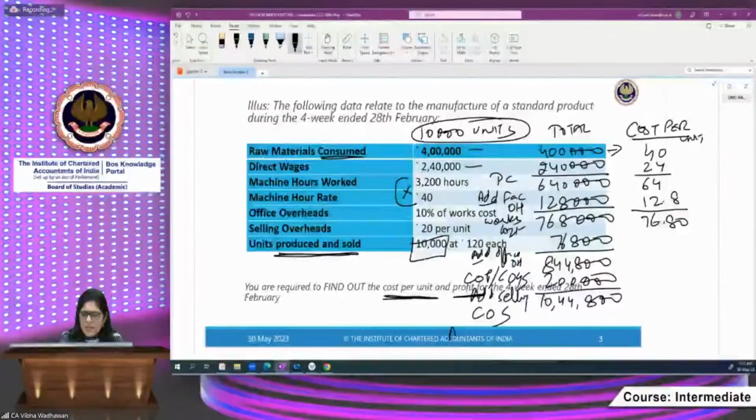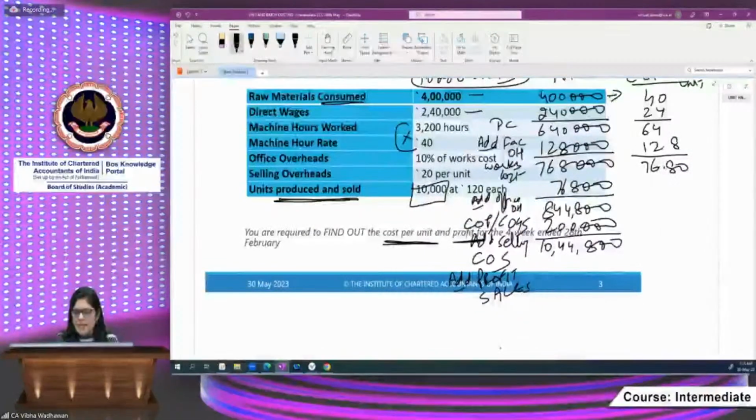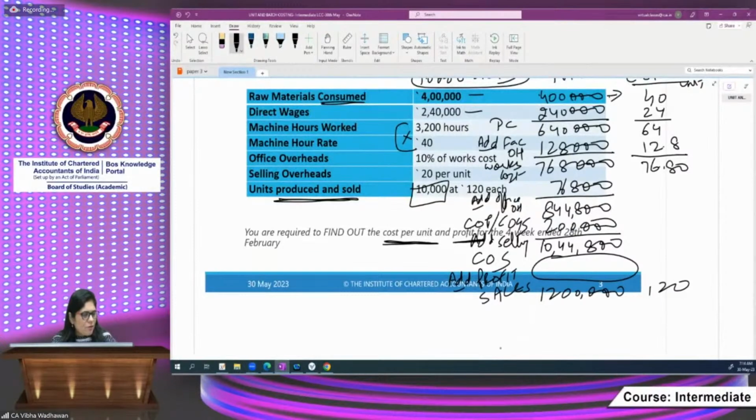Then you have the sales, cost of sales. You add the profit. You don't know the profit, but you know the sales. Sales is 12 lakh, and of course, 120 per unit. So the balance is, how much is the profit? Can anybody tell the profit? Sales is given. Cost of sales we have calculated.